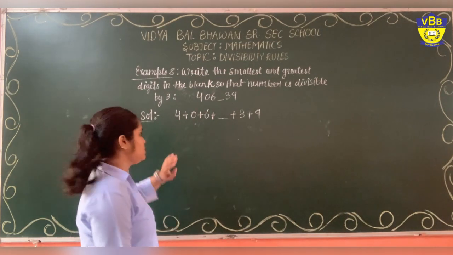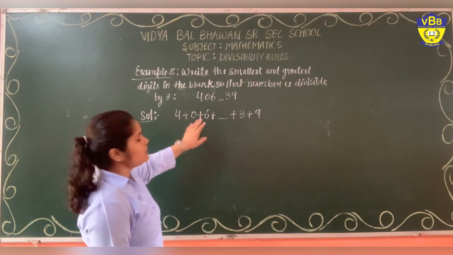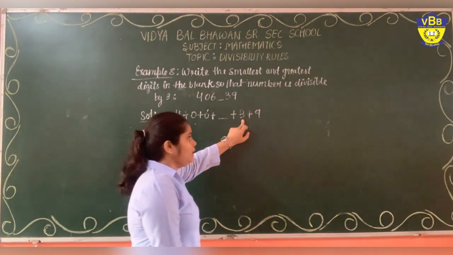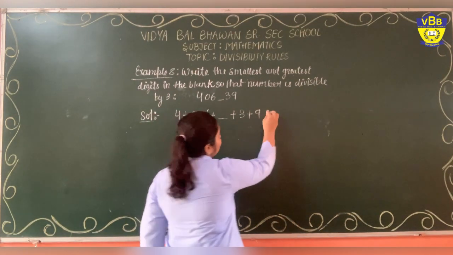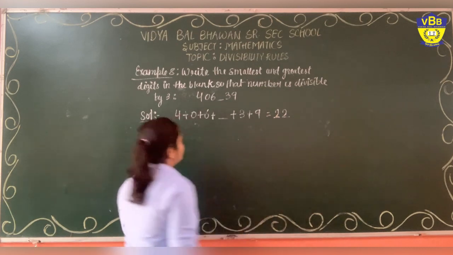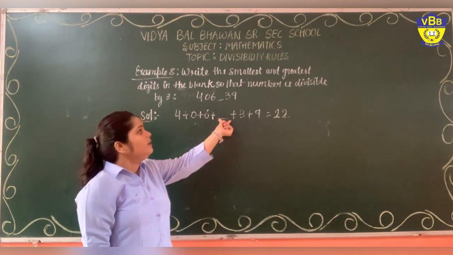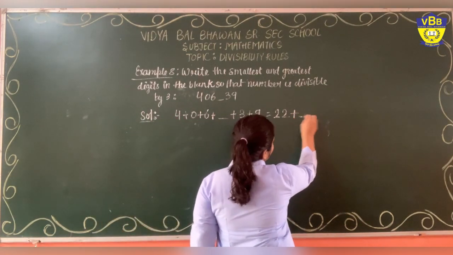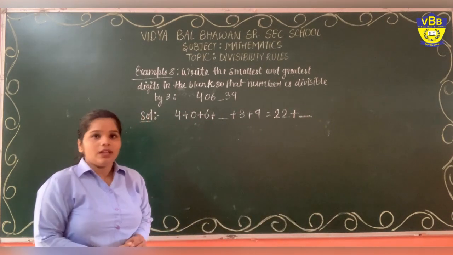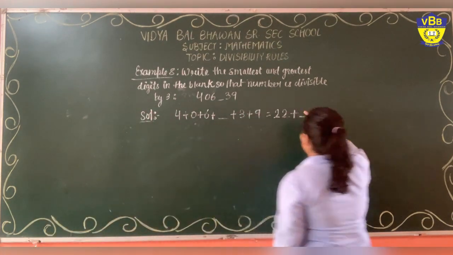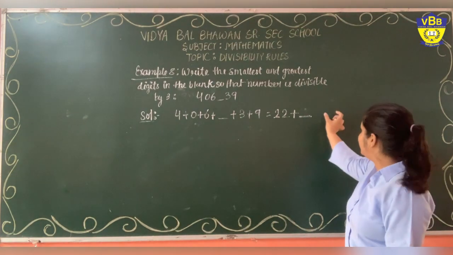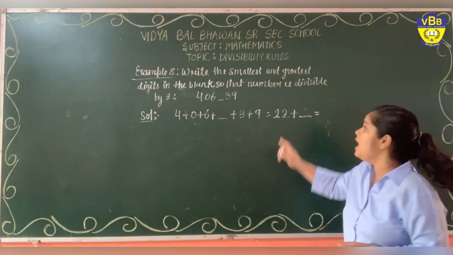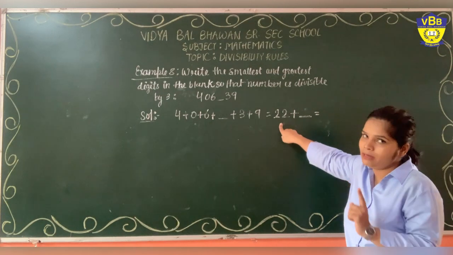Just do the addition of these digits. 4 plus 0 is 4. 4 plus 6, 10. 10 plus 3, 13. 13 plus 9 gives you 22. 22 will be the sum of these digits, and with that we have one more digit that we need to find. So 22 plus one more digit here. Now what numbers can we place here so that the sum will be divisible by 3? Look, 22 is not divisible by 3.